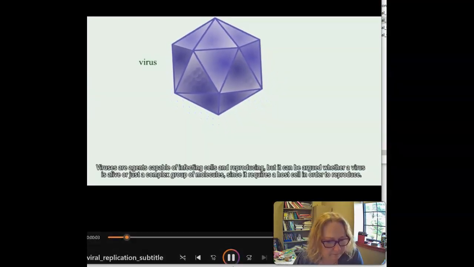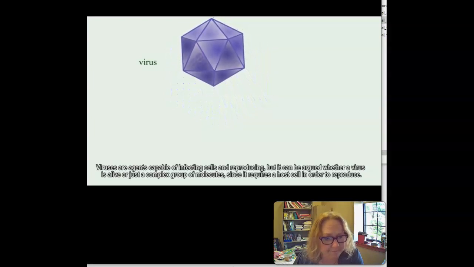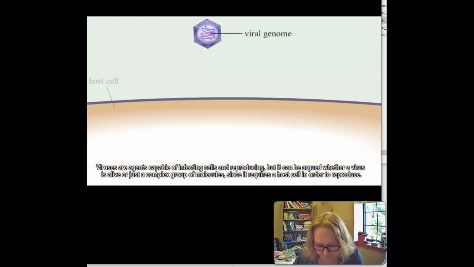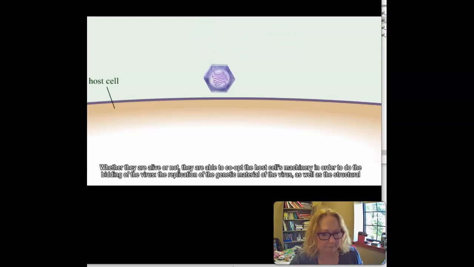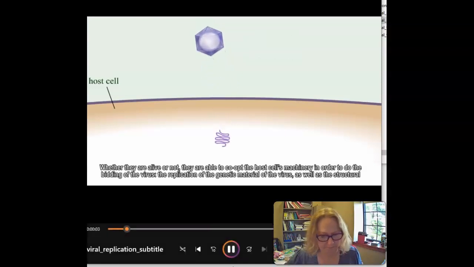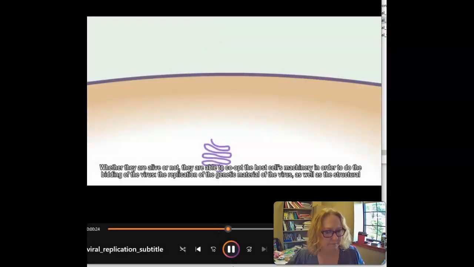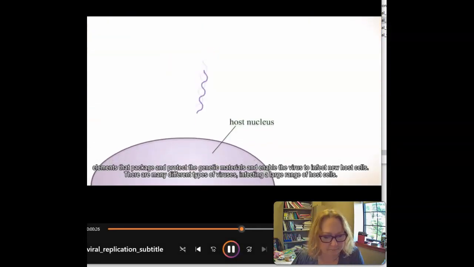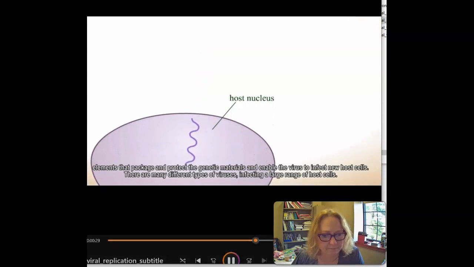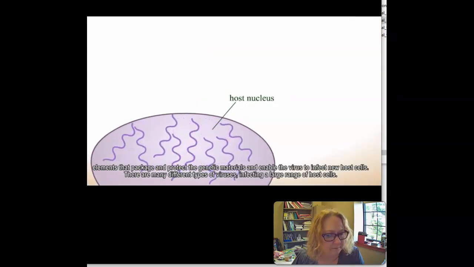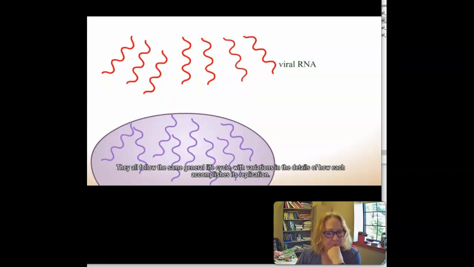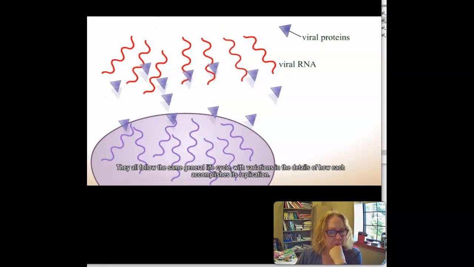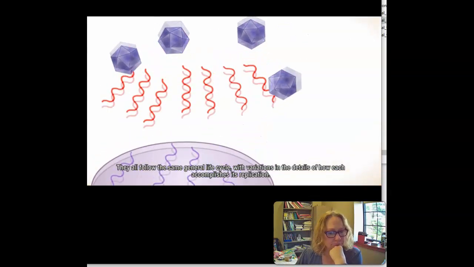Viruses are agents capable of infecting cells and reproducing, but it can be argued whether a virus is alive or just a complex group of molecules, since it requires a host cell in order to reproduce. Whether they are alive or not, they're able to co-opt the host cell's machinery in order to do the bidding of the virus: the replication of the genetic material of the virus, as well as the structural elements that package and protect the genetic materials and enable the virus to infect new host cells. There are many different types of viruses infecting a large range of host cells. They all follow the same general life cycle, with variations in the details of how each accomplishes its replication.